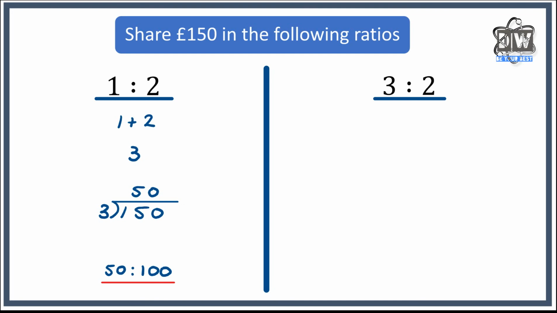On the second one, we're going to do the same thing. We're going to add our numbers together. So we've got 5, take 150, divide it by 5, that gives us 30. 3 times 30 gives us 90. 2 times 30 gives us 60. We can see there on both occasions we're going to add up to 150.